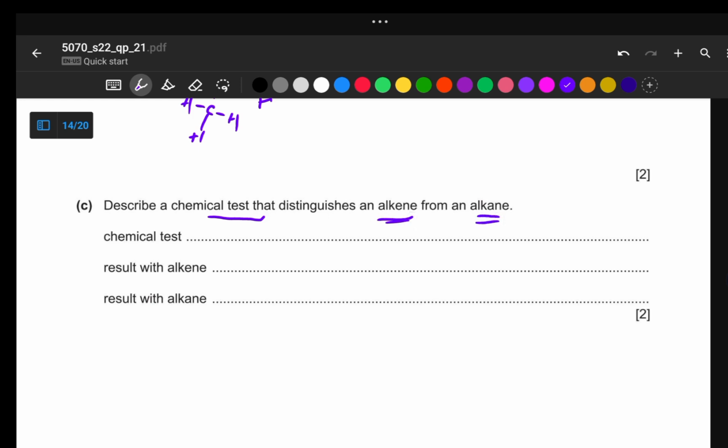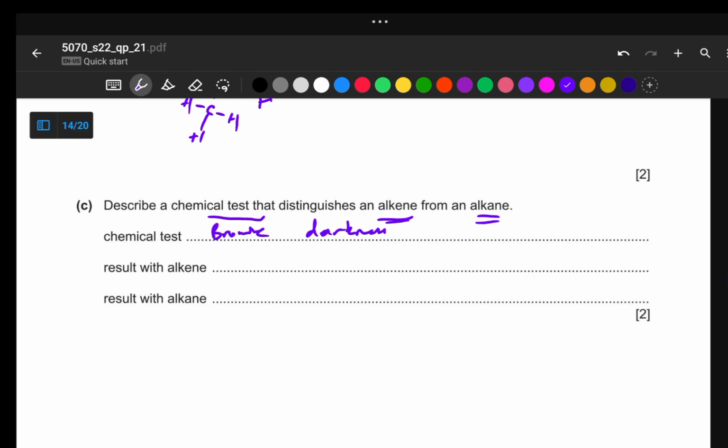So we're going to use bromine water in darkness, right? So we are going to use bromine water in darkness. So you must include that, because in the presence of UV light, both are going to decolorize bromine.